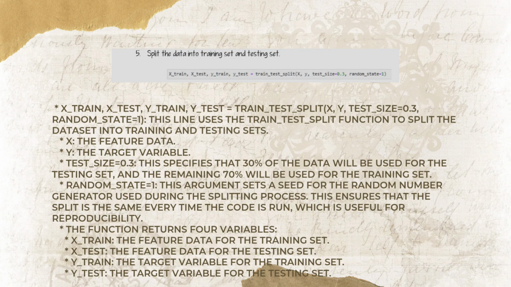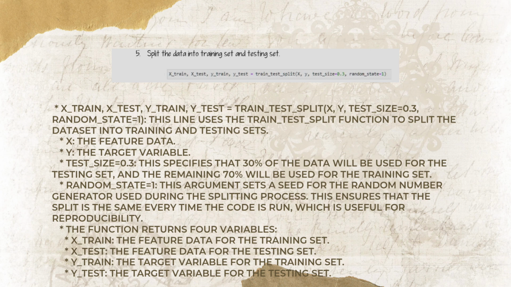X_train, X_test, y_train, y_test equals train_test_split(X, y, test_size=0.3, random_state=1). This line uses the train_test_split function to split the dataset into training and testing sets. X, the feature data. y, the target variable. test_size equals 0.3. This specifies that 30% of the data will be used for the testing set, and the remaining 70% will be used for the training set.